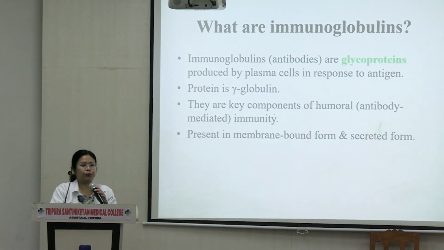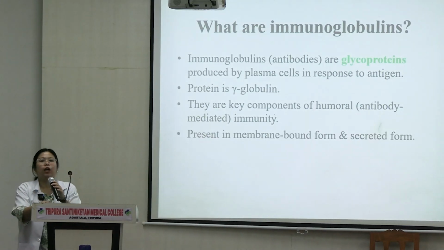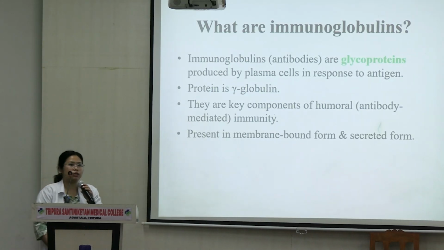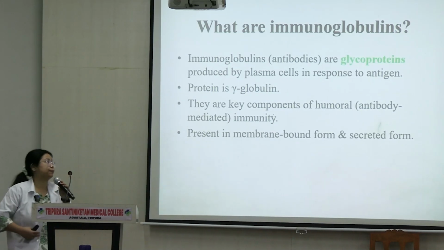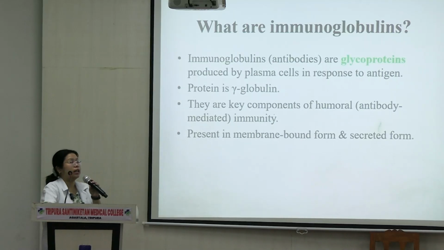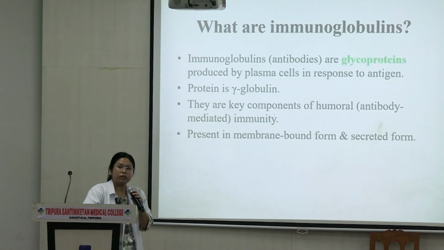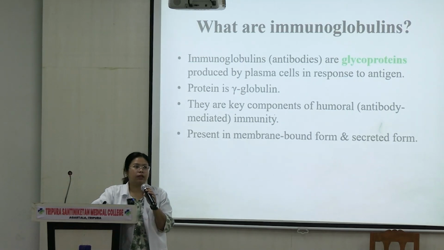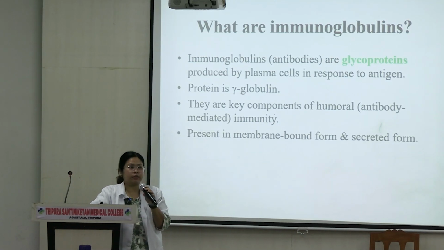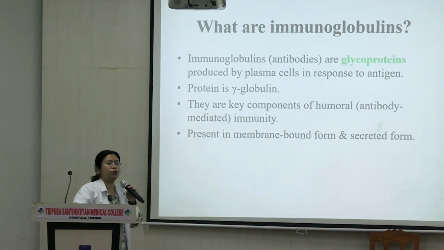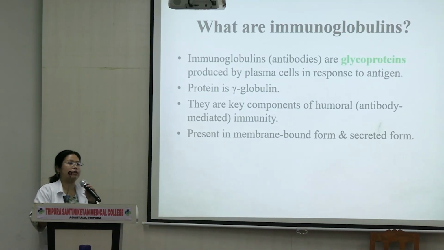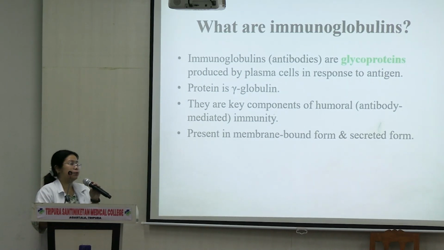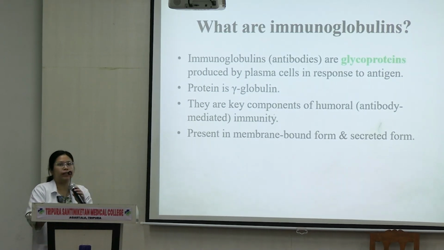What is immunoglobulin? Immuno and globulin. Immuno meaning it is related to the immune system. Globulin means it's a protein. It is a glycoprotein. What are glycoproteins? It is a complex of protein and a carbohydrate, right? So that is a glycoprotein. So immunoglobulins are not only just proteins, they are also made up of carbohydrates. So it's a combination of carbohydrate and a protein called glycoprotein that is produced by the plasma cells.